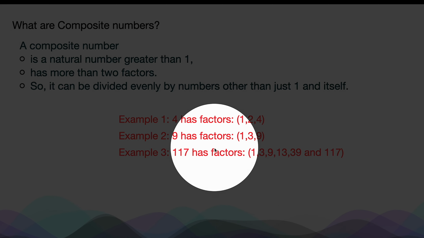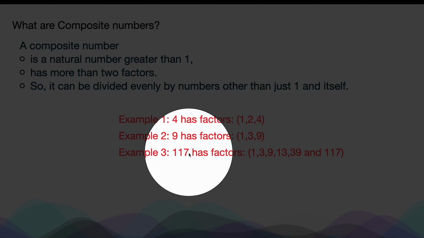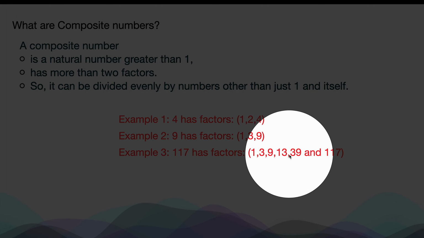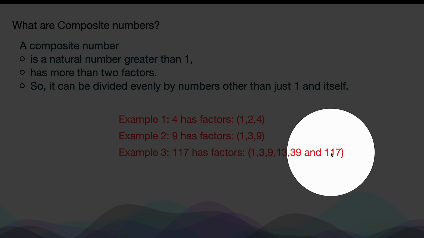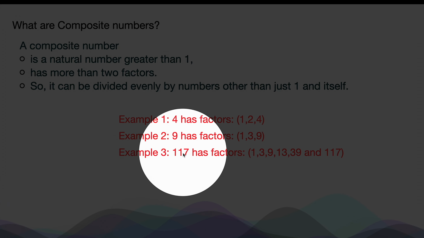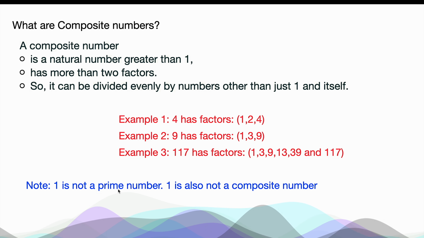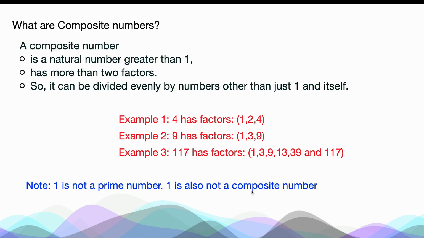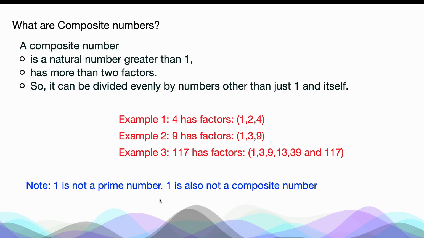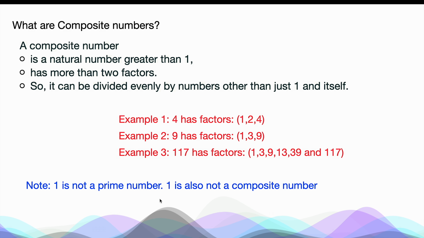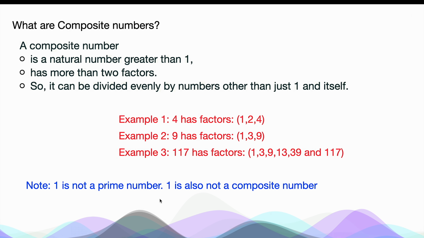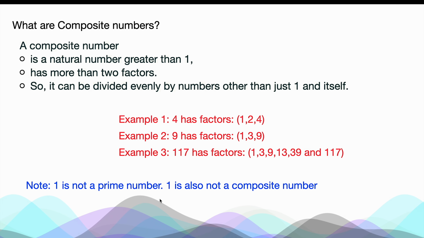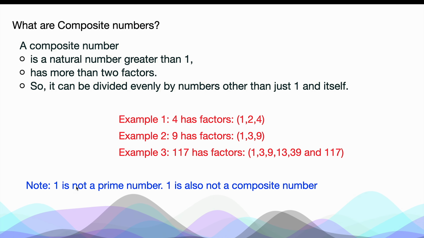Again, 117. It may feel like it is a prime number, but it is not. It has several factors: 1, 3, 9, 13, 39, and the number itself. So 117 is a composite number. 1 is not a prime number; we do not consider it as a prime number, and 1 is also not a composite number. There are some questions which say something like: consider the smallest odd prime number. In those scenarios, none of you should consider 1 as the smallest odd prime number.